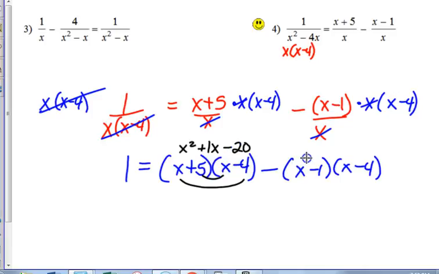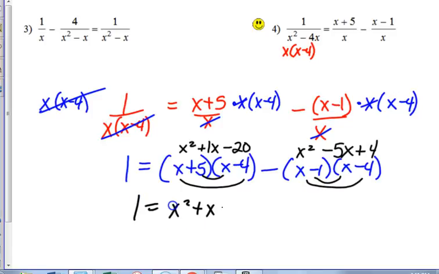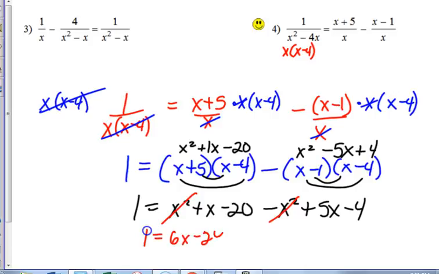20. All right, and over here, when we FOIL these together, we get x squared minus 1 and minus 4 is minus 5x. Negative 1 times negative 4 is plus 4. Okay. So we get 1 equals x squared plus x minus 20. But what happens over here? All the signs switch. This is minus all of those, minus the product of those. So it's minus x squared plus 5x minus 4. Okay, do some simplifying. Happy days, right? We get rid of those. Add 1, we get 25, divide by 6, I get 25 sixths.